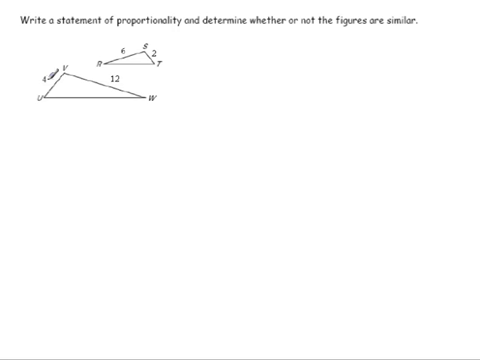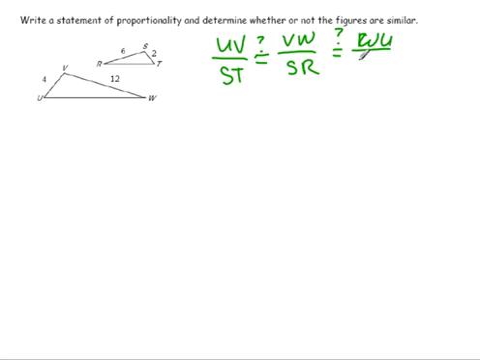So now we have to actually look at this shape here, and we might just say UV, and that's going to be related to the side over here, ST, and we'll ask, is that equal to, we'll say VW over, that's the long side here, that'd be SR, and we'll say, is that equal to, the last side here, WU over RT. This is our statement of proportionality, and we're not writing equals because we're not sure if they are equal yet or not, if they're proportional. We're going to test that.